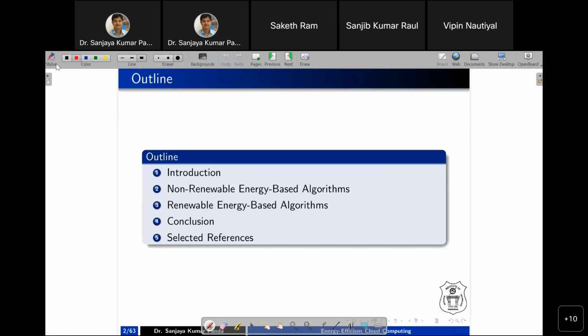I'll discuss some of the challenges related to energy. Then I'll tell you some definitions. Then straight away, I'll tell you about some non-renewable energy based algorithms, which are used by traditional data centers. But nowadays, if you go to Microsoft, IBM, Amazon or other cloud service providers, they are using renewable energy. So slowly we are moving from non-renewable energy to renewable energy. You know that day by day the price of fuels is also increasing, right? So in place of that, we want to use renewable energy to get a sustainable environment as well as to reduce the cost. That is the overall outline of this particular talk.